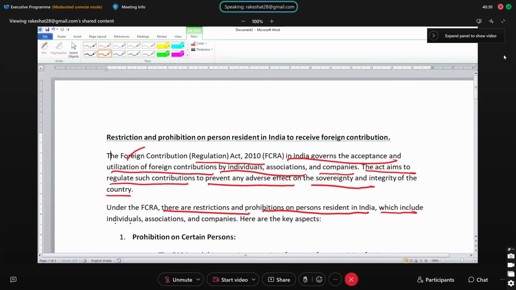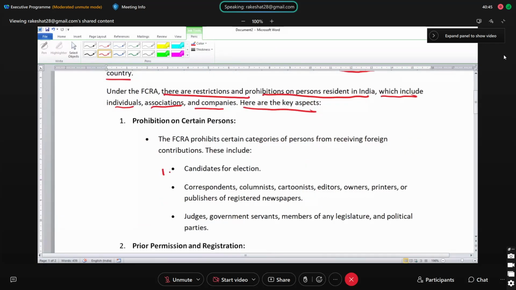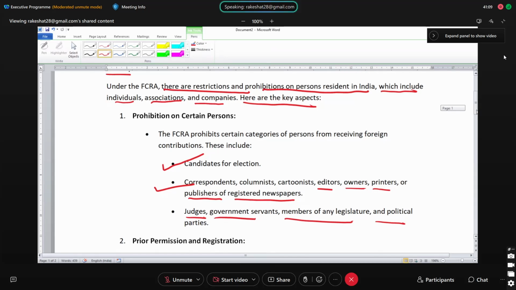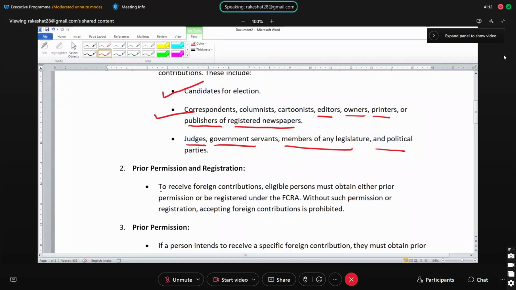individuals, associations, and companies. Here are the key aspects. The prohibitions on certain persons. FCRA prohibits certain categories of persons from receiving foreign contributions. These include candidates for elections, correspondents, collaborators, cartoonists, editors, owners, printers, or publishers of registered newspapers, judges, government servants, members of any legislature or political party. So these are the people who are normally prohibited to accept any kind of contribution. Now, prior permission and registration is required under the FCRA. To receive foreign contributions, eligible persons must obtain either prior permission or be registered under FCRA. Without such permission or registration, accepting foreign contributions is prohibited.